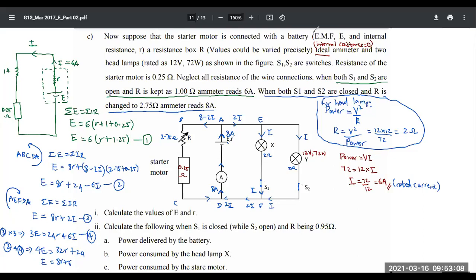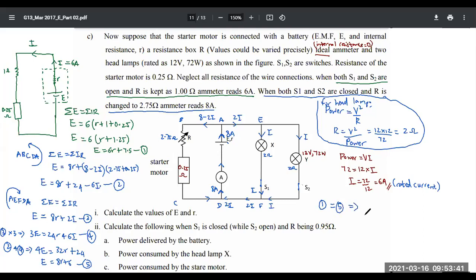And the first equation, wait a minute, I will expand the bracket, then it will be easier for us. In the first equation, E is equal to 6R plus, what is 1.75 into 6? That is 7.5. So 6R plus 7.5. Good. Now I have another equation, the fifth one. Then what can you do, people? You can equate 1 and 5.